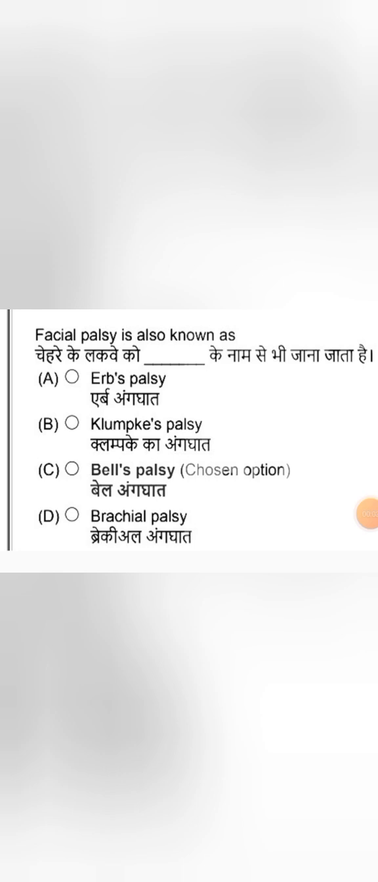And the next question, facial palsy is also known as. Options: option A Erb's palsy, option B Klumpke's palsy, option C Bell's palsy, option D brachial palsy. Facial palsy is also known as Bell's palsy. Option C is the correct answer.